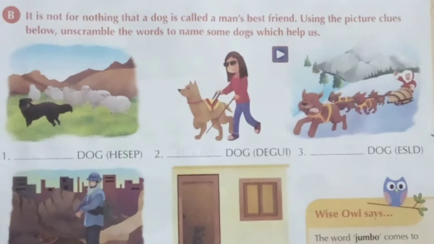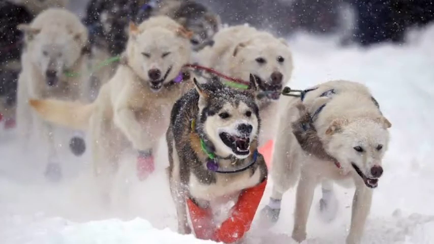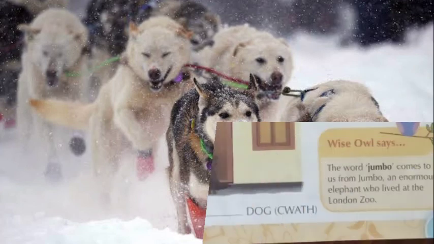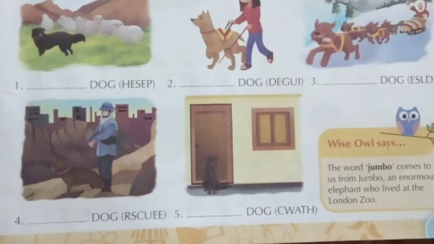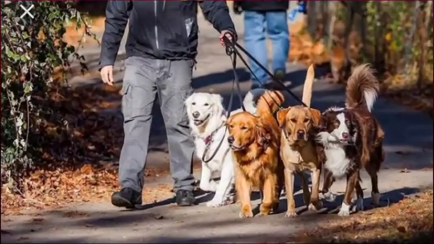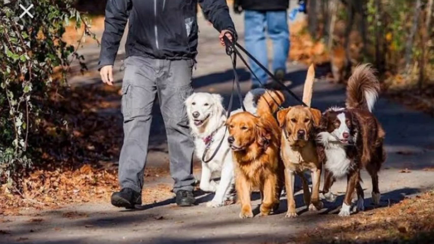Number 3. Dash dog. Unscramble the word given inside the bracket. The answer is sled dog. Spell the word sled. S-L-E-D. Number 4. Dash dog. Unscramble the word given inside the bracket. The answer is rescue dog. Spell the word rescue.